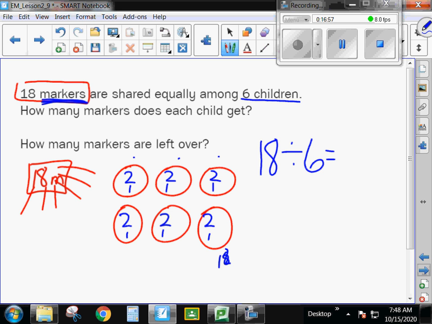Each kid got 3. Did I have any leftover markers? I didn't have any left over because when I gave everybody 3, that equaled 18. I can go back and even double check myself. I know I've got 3, 6, 9, 12, 15, 18. So each child got 3 markers.